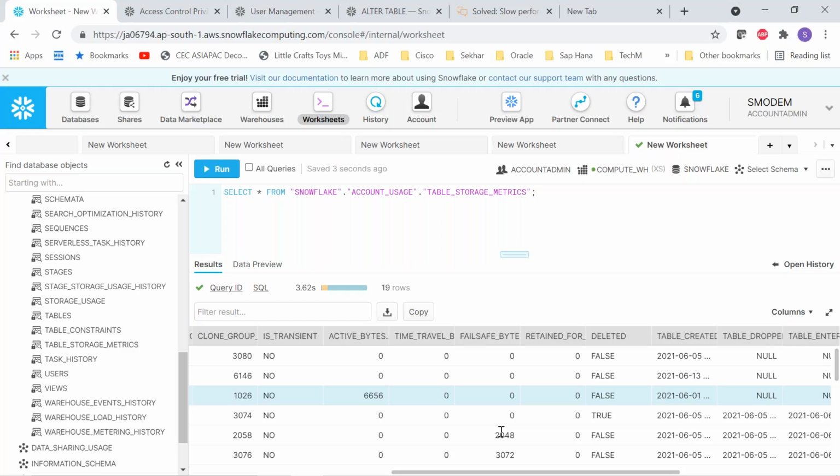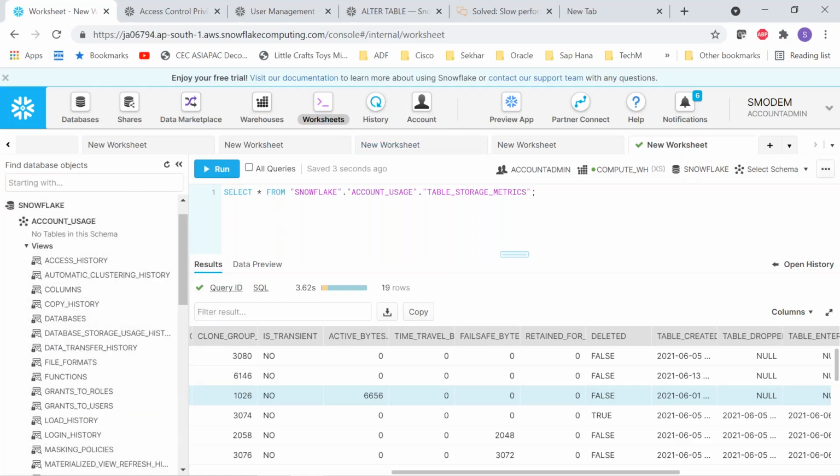So I have some queries somewhere. I'll send you the queries. So table storage metrics is the view name that helps you see, for each table, how much data is stored: number of bytes, time travel bytes, failsafe bytes, and everything. When you look at the account tab and then the storage database, those are all part of the same thing. They are read from information schema to give you the data.